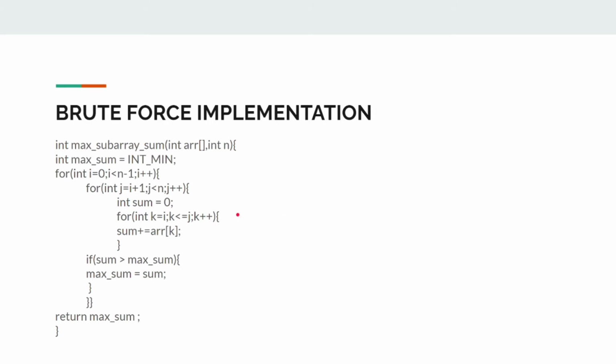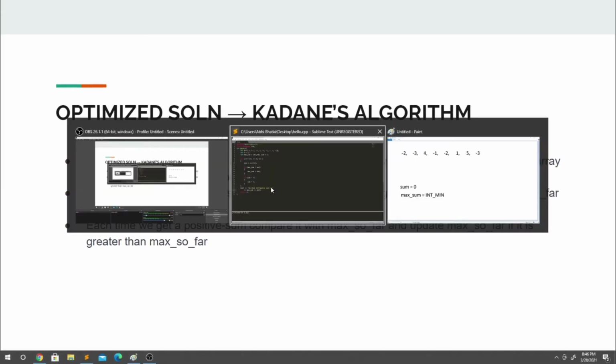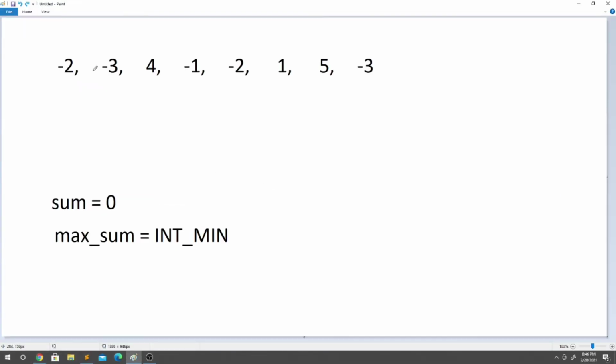Okay, so now we have seen the brute force approach. Let's see the optimized solution. There is an algorithm by the name of Kadane's algorithm that we use in optimizing this particular problem. So what does it go like? Let's see that. This is the array that we are given.